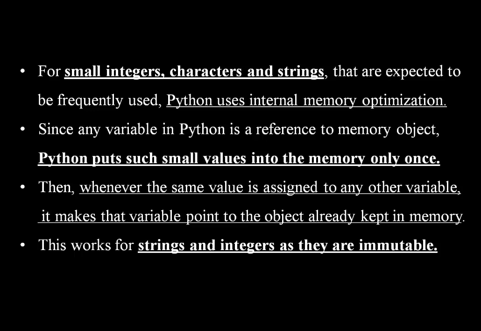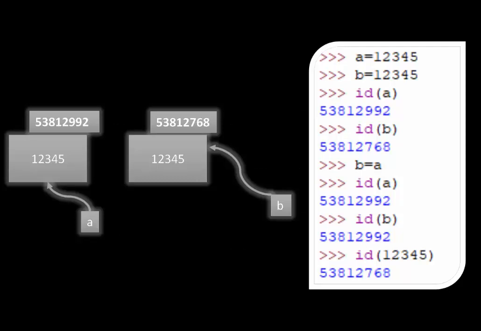So as I said, if it's for small integer numbers, you get to see the same location. Now you see this slide. A is equal to 1, 2, 3, 4, 5. B is also equal to 1, 2, 3, 4, 5. Now you try to get the ID. It is in two different locations. So hope the point that I said is matching this. But B is equal to A, it is the same thing.